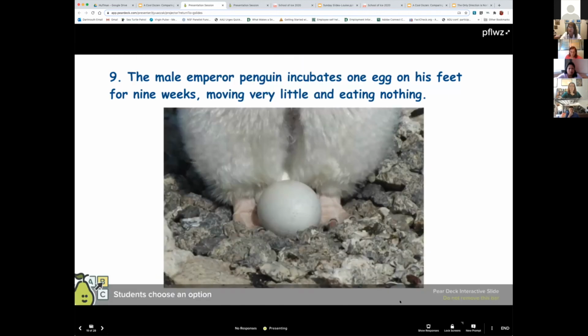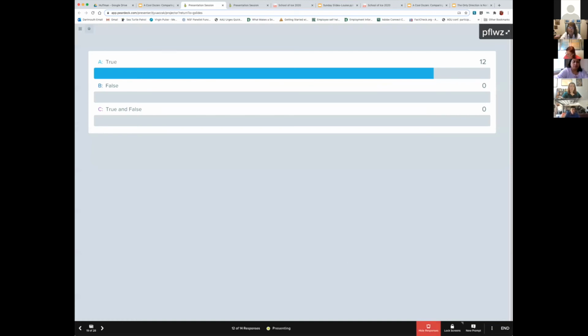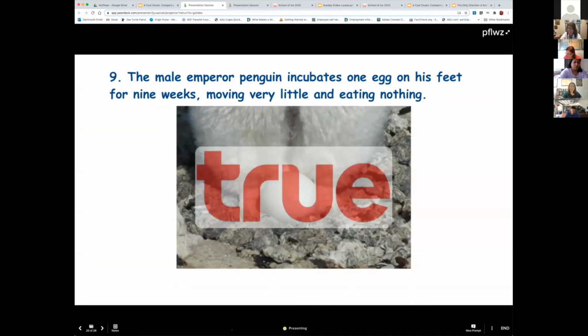Okay, two more. The male emperor penguin incubates one egg on his feet for 9 weeks, moving very little and eating nothing. You guys all watched March of the Penguins. It is true. And that poor guy loses half of his body weight while he's standing there incubating the egg.